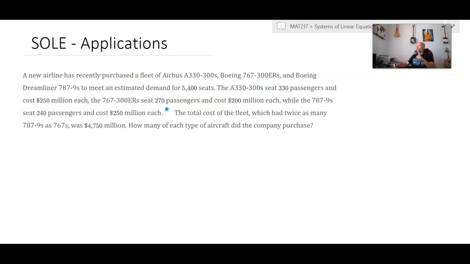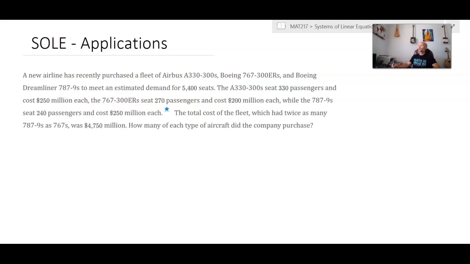And specifically when we're modeling the systems of linear equations, we want to be thinking about what are we solving for? What are the unknowns that we want to determine? So here we're told that a new airline has recently purchased a fleet of three types of planes, an Airbus A330, Boeing 767, and Boeing Dreamliner, to meet an estimated demand for 5,400 seats.